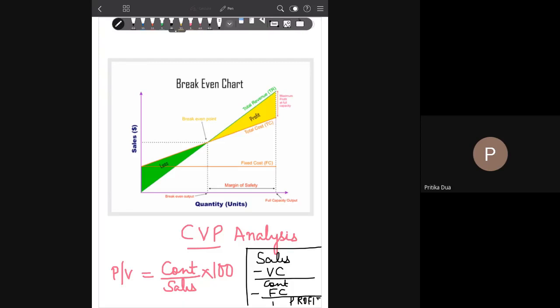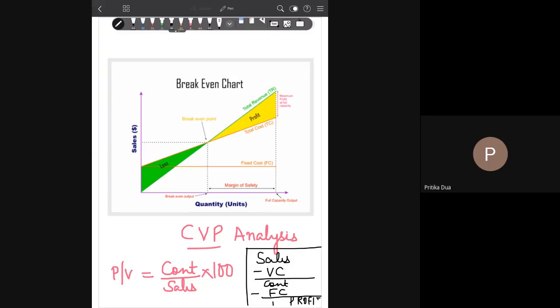Apart from this, we did the concept of break-even point algebraically or formula-wise. Break-even point is the point of no profit, no loss. Okay, the point at which the firm's total revenue is equal to the total cost. That is the break-even point.